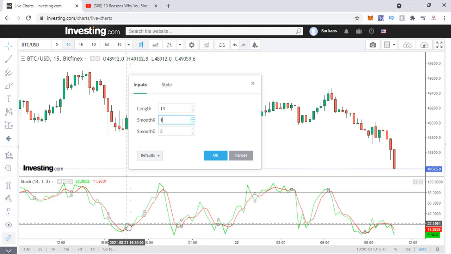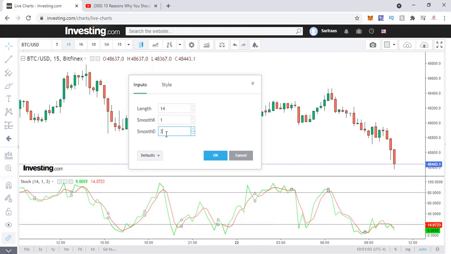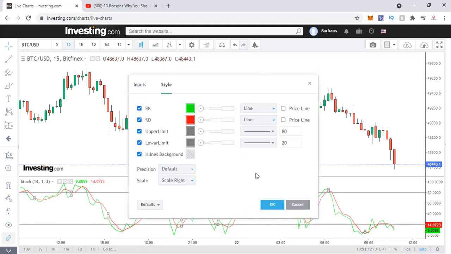You can see here there is a lot of movement in the green line, which is the K line, and the D line, which is supposed to be having a 3 as the value. You can see it moves more smoothly over here. So this is the difference between the K line and the D line, and you can see the colors over here.